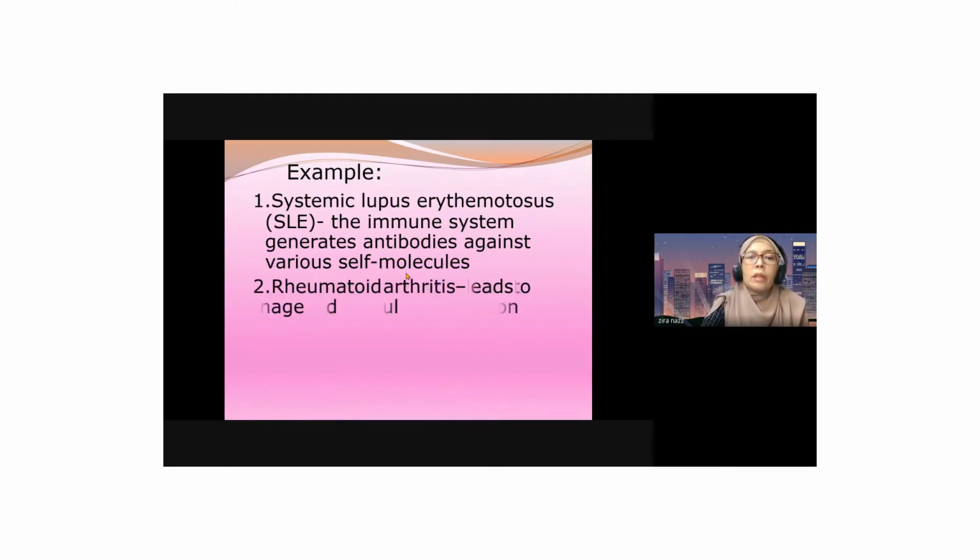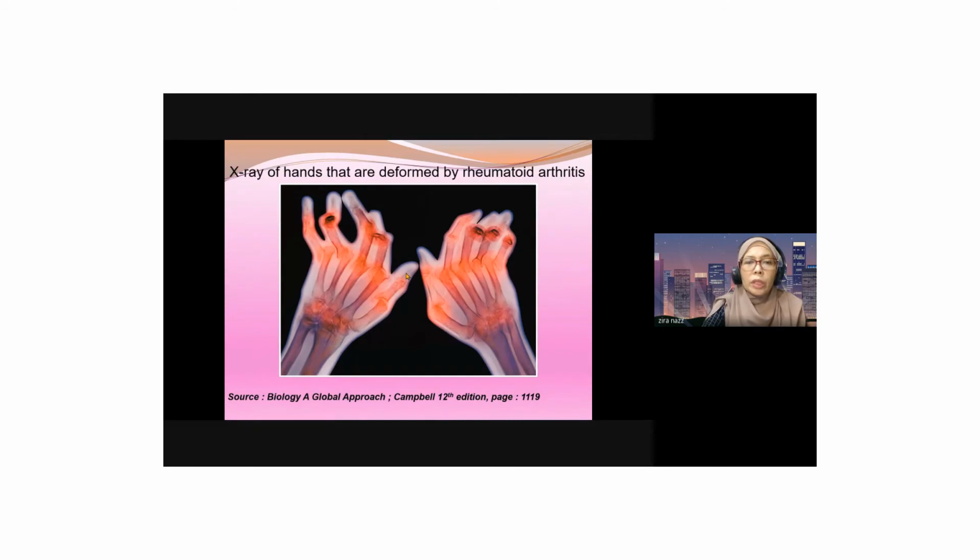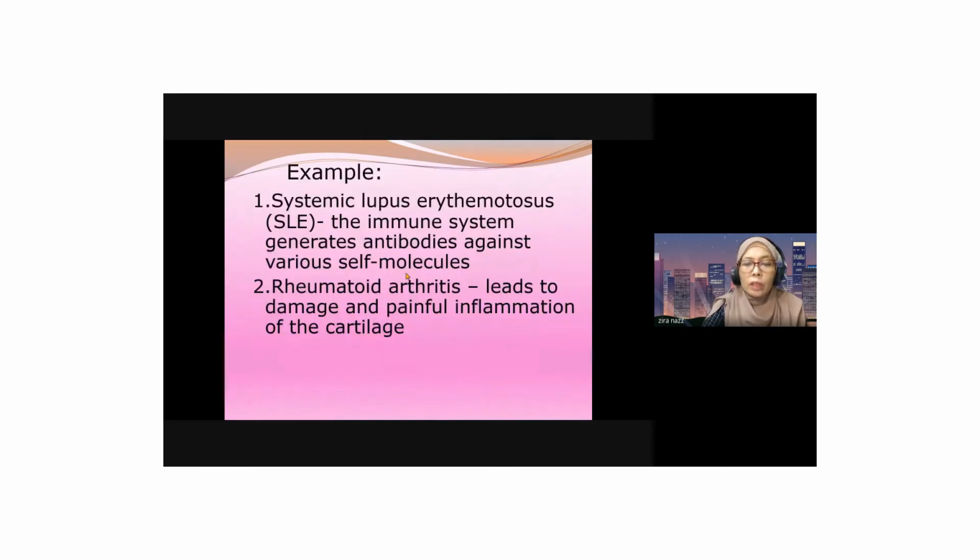And then another disease is rheumatoid arthritis. This is inflammation that occurs at the cartilage. So the cartilage inflammation leads to damage and painful inflammation of the cartilage. So these are examples of the autoimmune disease.